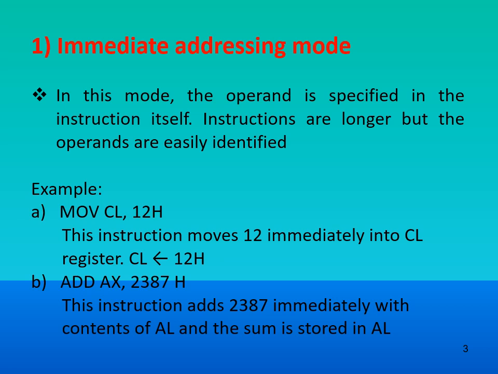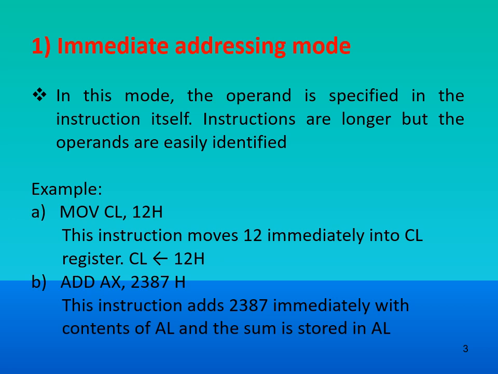So we can take 12H. That will be a total of how many bits? 8 bits. Because it's hexadecimal, 2 will take 4 bits. Again, 1 also will be taking 4 bits. So that will be moved to CL. This instruction will move this 12 immediately into the CL register. So after this execution is performed, your CL register will be having the value 12H.